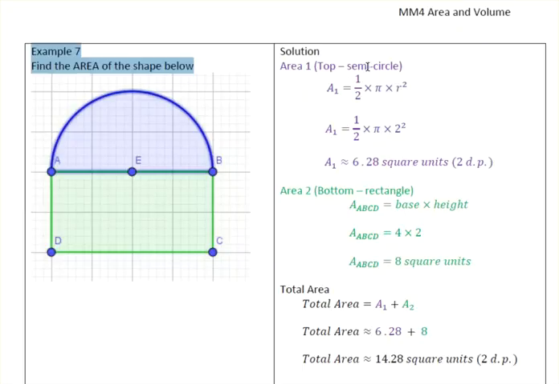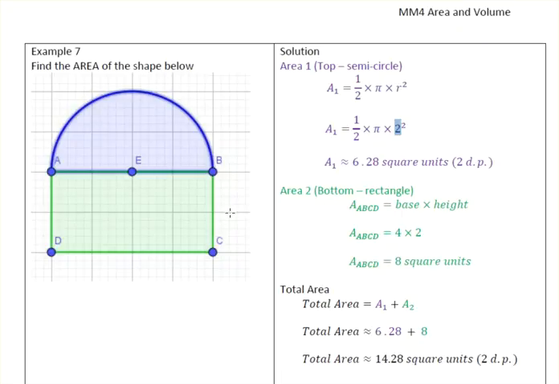So for the semicircle, we have half a circle, so half times pi r squared. So the radius is 2. So from here to here is 2. In a lot of problems, you'll just have a number for either the diameter or the radius. Remember, if you've got the diameter, which in this case is 4, we actually need to calculate using the radius. So you halve it. This one, the radius is 2. So we get 6.28 square units.